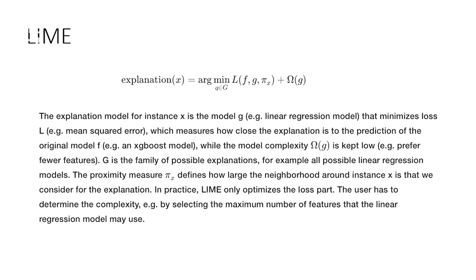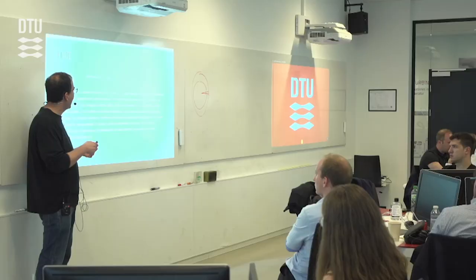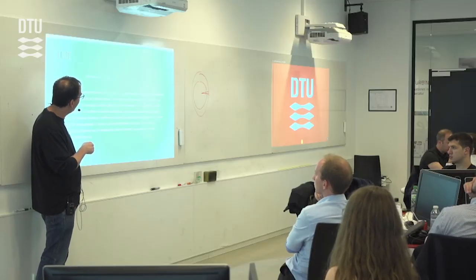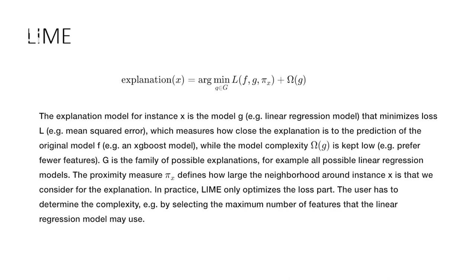And the pi x is a proximity measure. So what it tells me is that I'm going to build a model here. This model is, say, going to be linear, a simple model, linear with maybe 3 non-zero taps. And it's going to approximate my function, the black box function, as much as possible.